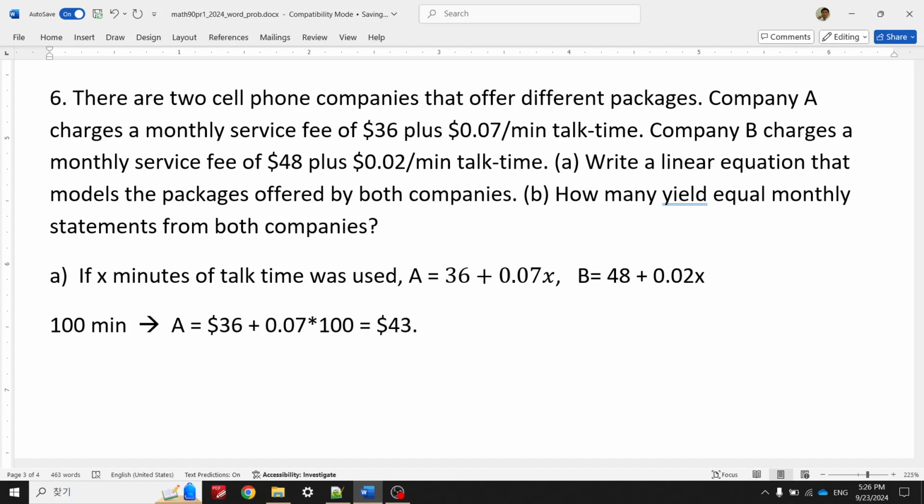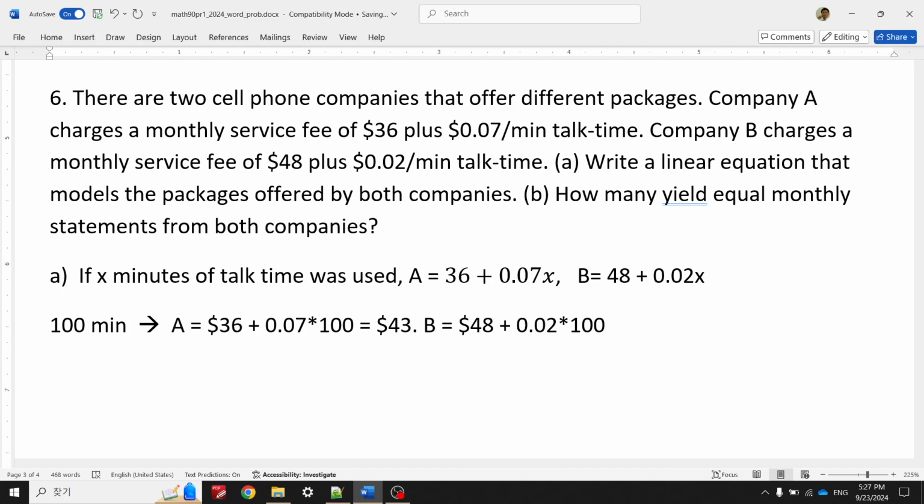Now, did this make sense? This should have made sense. I don't think anyone here would have problem understanding this one. Okay? If this made sense, let's do the B as well. B, how would you do the B? B would be $48 plus 0.02 times 100, right?